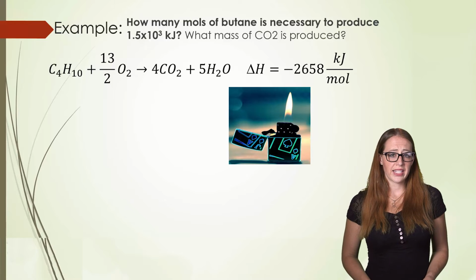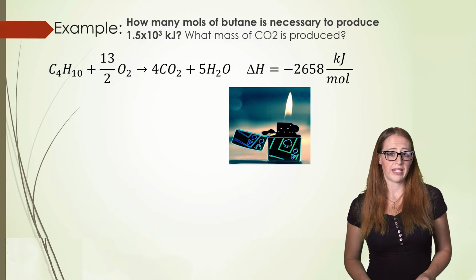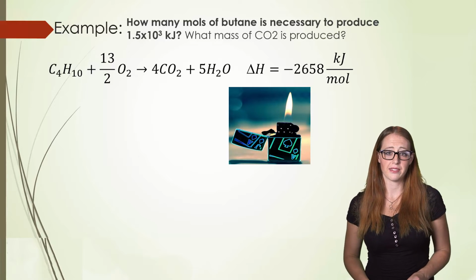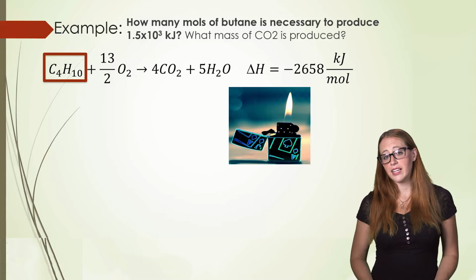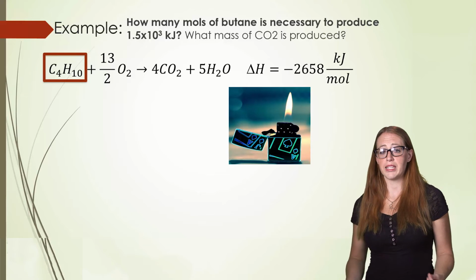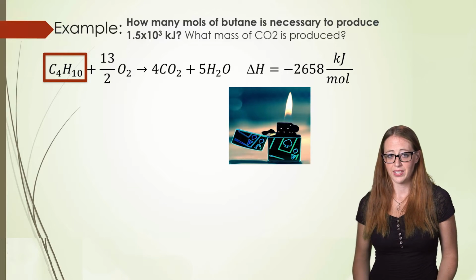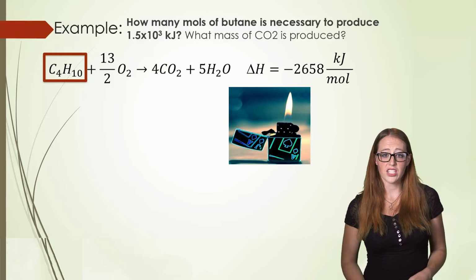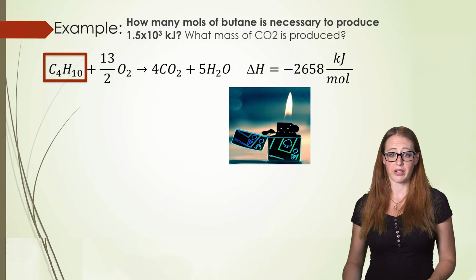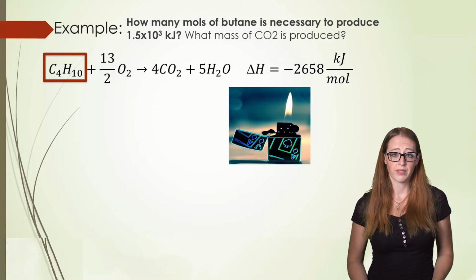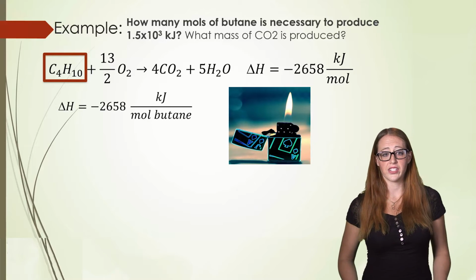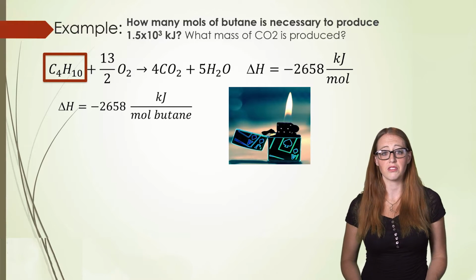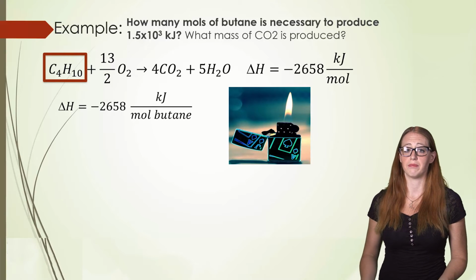Let's change the units on delta H just a little bit to make it a little bit more obvious how to do this. We know that the delta H is listed as kilojoules per however many moles of the coefficient is given. For butane, that's just 1 because the coefficient in front of butane is 1. So we can rewrite this for this reaction and say that delta H is negative 2,658 kilojoules per mole of butane.